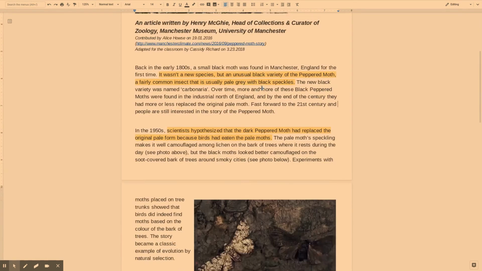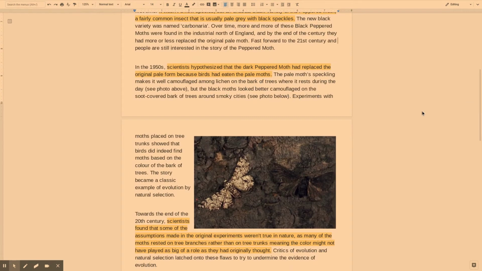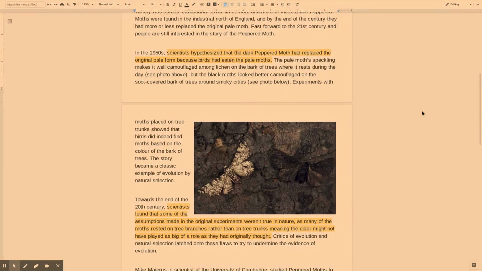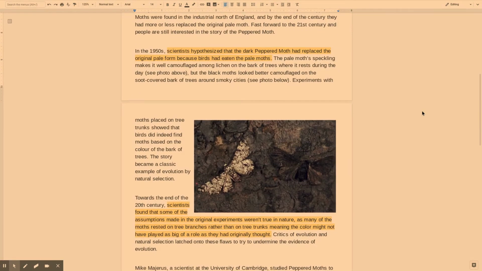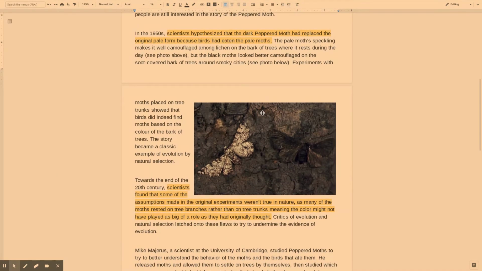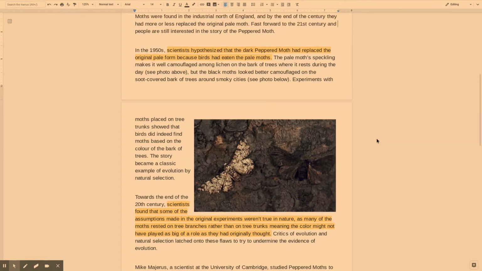That was the photo above. But the black moths looked better camouflaged on the soot-colored bark of trees around the smoky cities. This is the photo below. So you see the peppered one stands out more here. The black one blends in more. Experiments with moths placed on tree trunks showed that birds did indeed find the moths based on the color of the bark of the trees. The story became a classic example of evolution by natural selection.